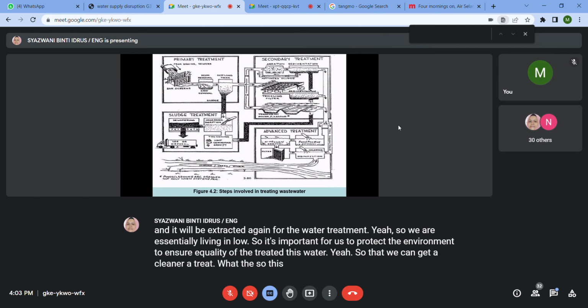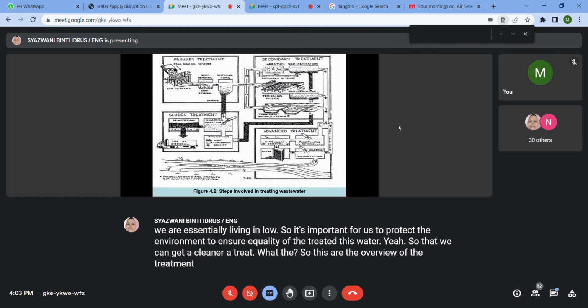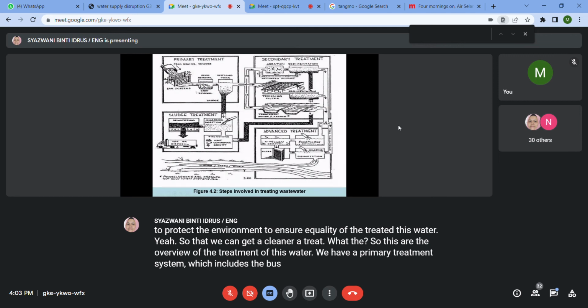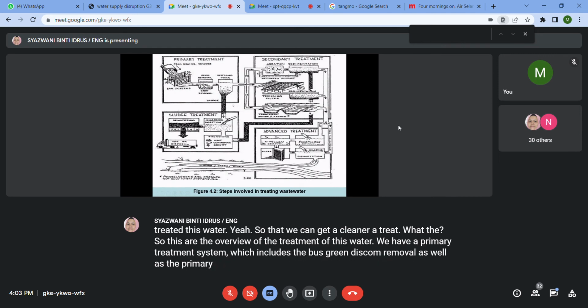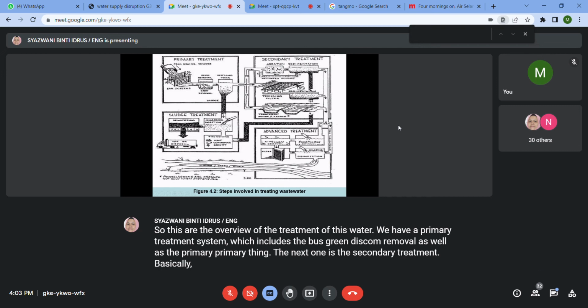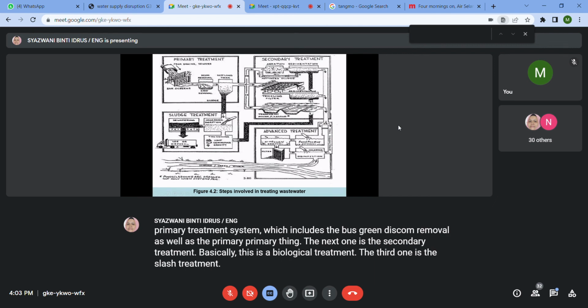So this is the overview of the treatment of wastewater. We have a primary treatment system, which includes the bar screen, the scum removal, as well as the primary tank. The next one is the secondary treatment, which is basically a biological treatment. The third one is the sludge treatment. One, two, three are considered the conventional treatment process.